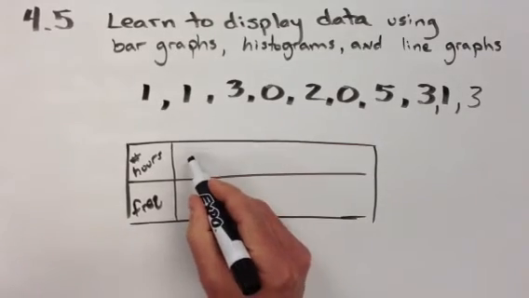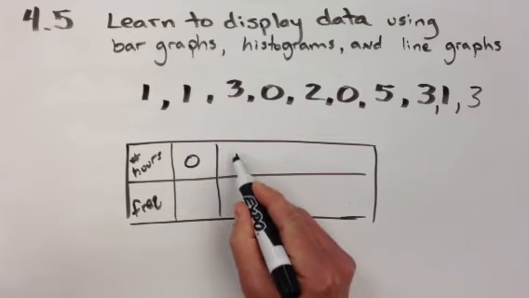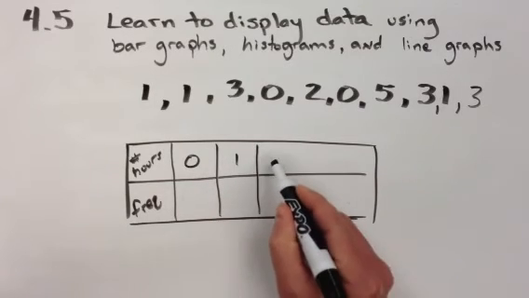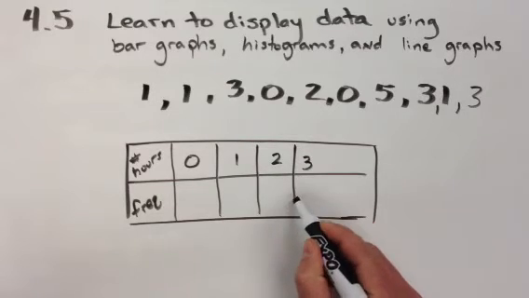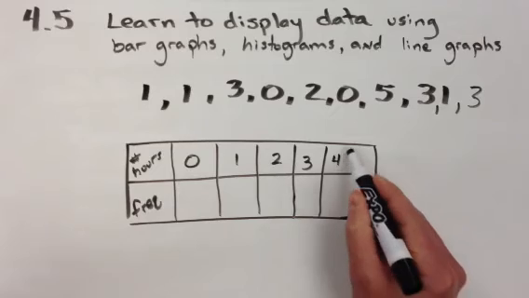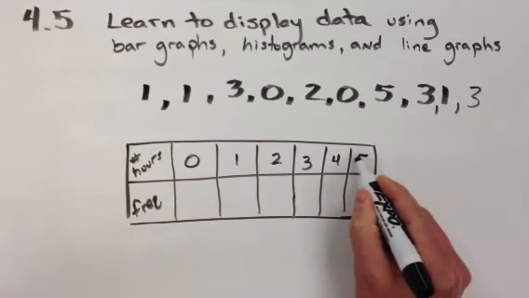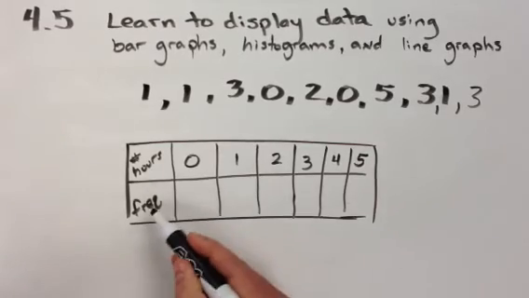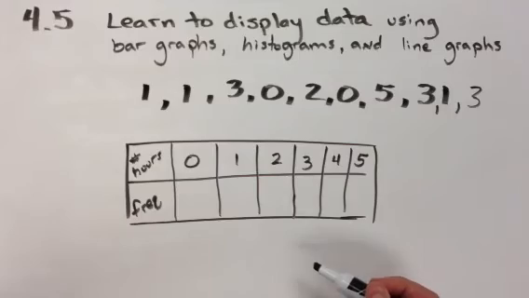So 0 appears at least once, so I'm going to write that. 1 appears. 2, 3, and even though I don't see a 4 here, I'm just going to list it on my frequency table so I can remember that I need to keep a space for that later, and 5. So how frequent something occurs is how many times we actually see it occur up here.